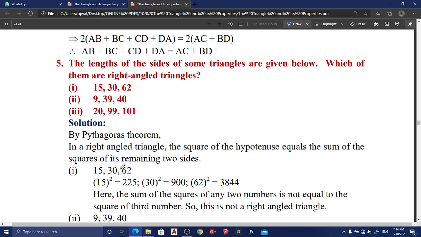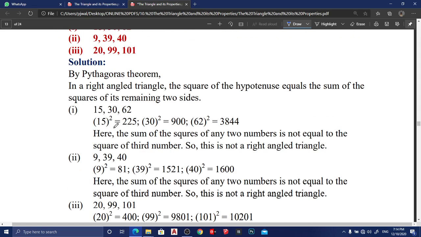So 3 sides are given here. By taking the squares of all the numbers, you have to check whether the square of any one side is equal to the sum of the squares of the other 2 sides or not. Here 15, 30 and 62 are given. Take the squares of all the numbers first. 15 square is 225, 30 square is 900, 62 square is 3844. So now automatically 62 will become the hypotenuse.